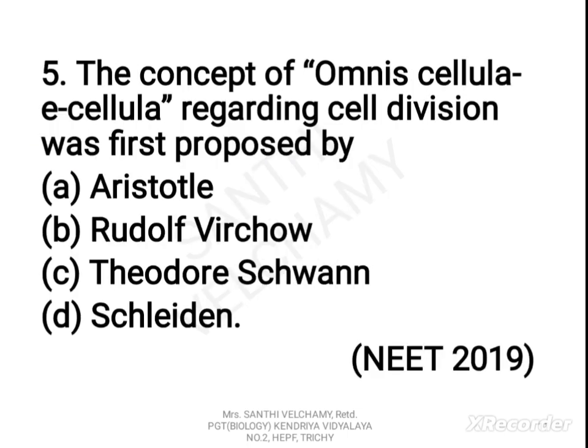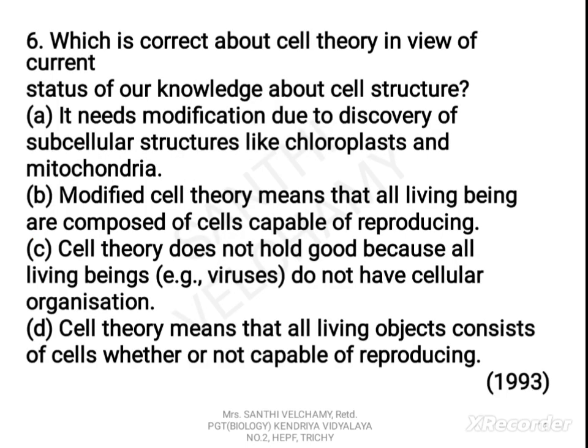Now next question. The concept of omnis cellulae regarding cell division was first proposed by A. Aristotle, B. Rudolf Virchow, C. Theodor Schwann, D. Schleiden. The correct answer is B. Rudolf Virchow. So Rudolf Virchow in 1855 observed that new cells develop by division of pre-existing cells. His finding gave cell theory its final shape. Now let us go to the next question.